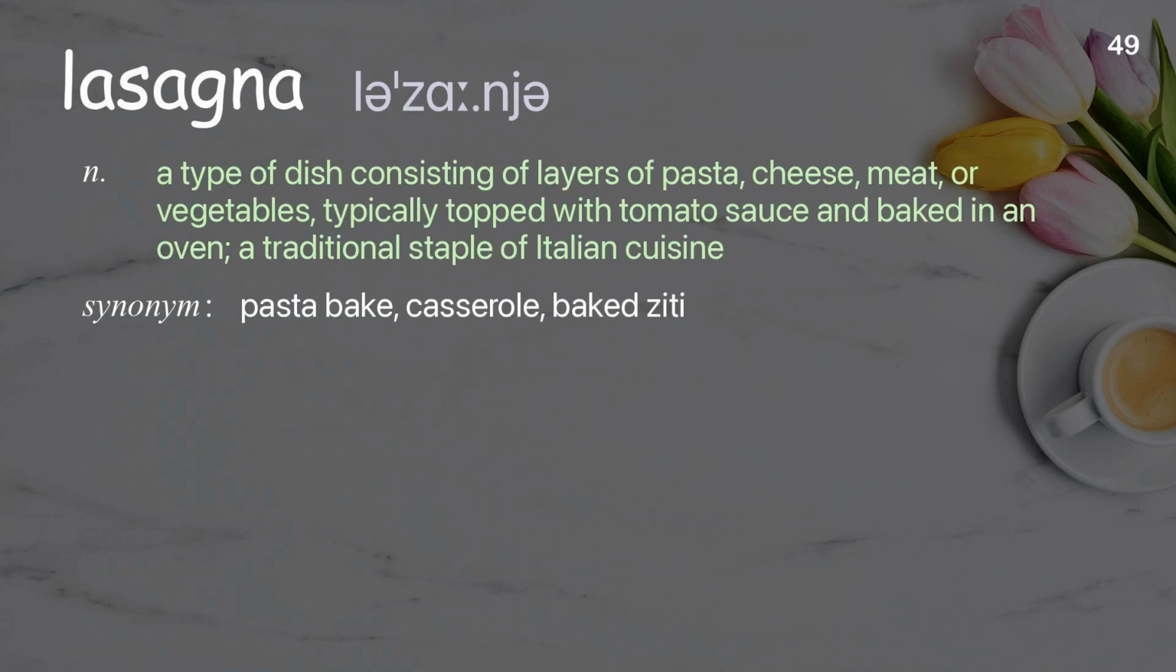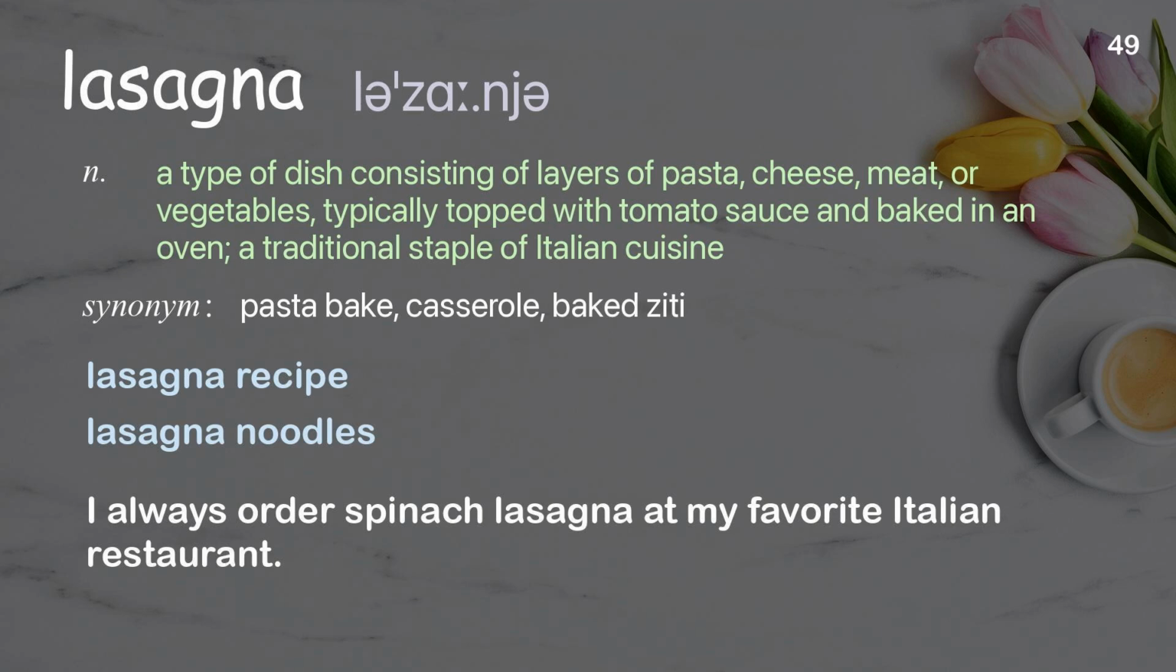Lasagna: a type of dish consisting of layers of pasta, cheese, meat, or vegetables, typically topped with tomato sauce and baked in an oven, a traditional staple of Italian cuisine. Examples: lasagna recipe. Lasagna noodles. I always order spinach lasagna at my favorite Italian restaurant.